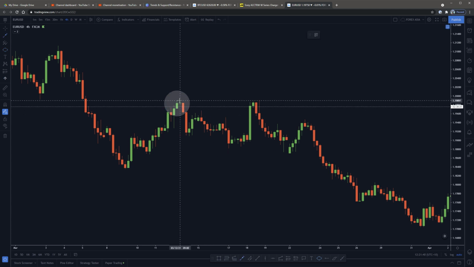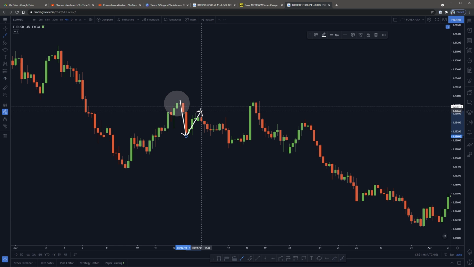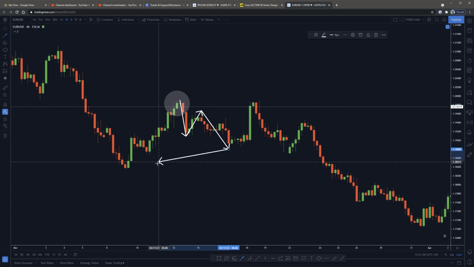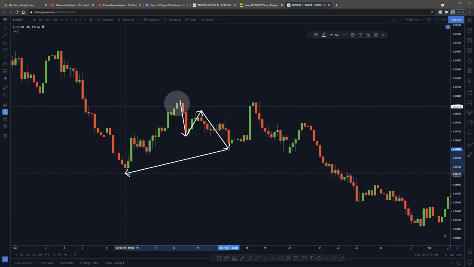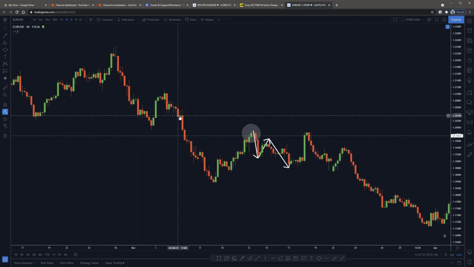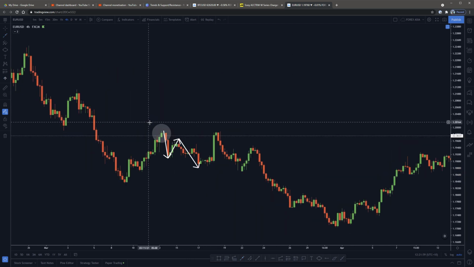If price, this was our starting point, price came down and we did something like this, this wouldn't be valid to me because we never took out this low over here. So we must always take out the previous lower low. So don't be afraid to zoom out and see what's happening.